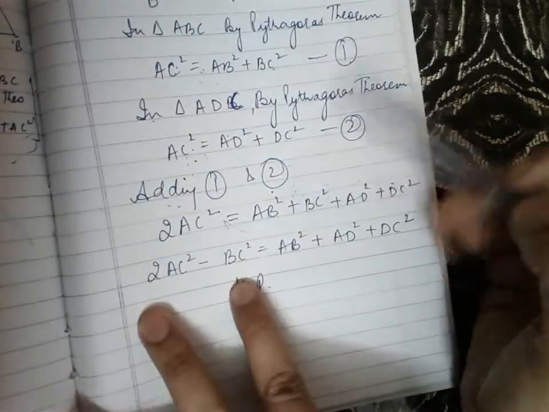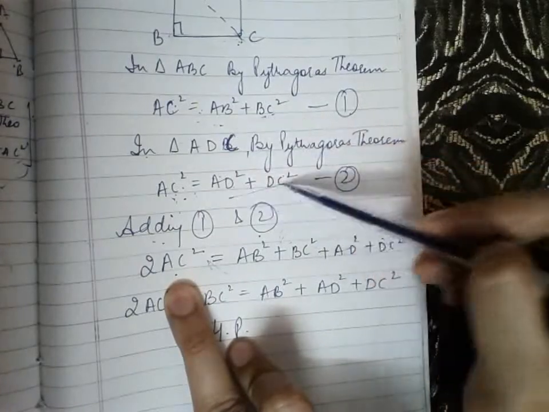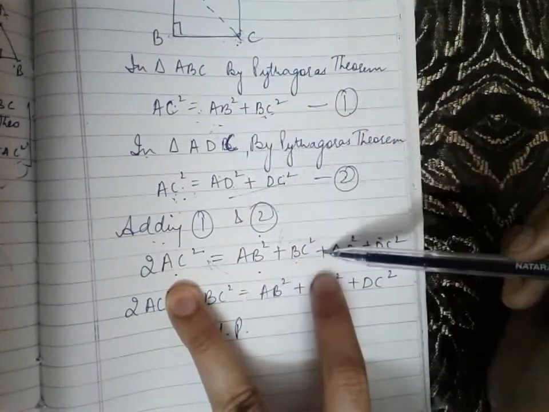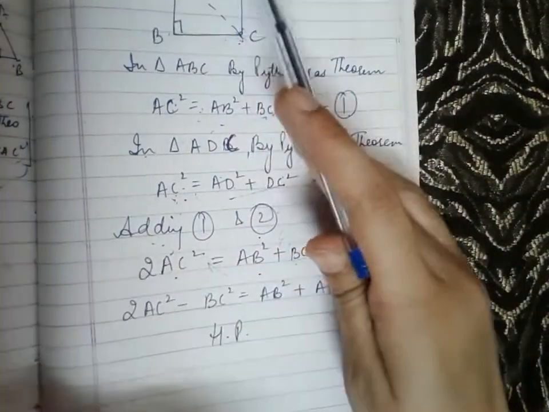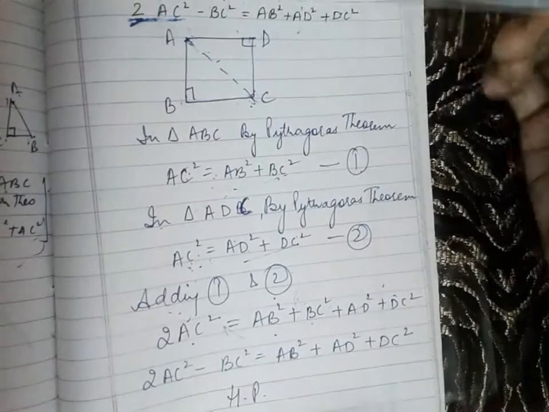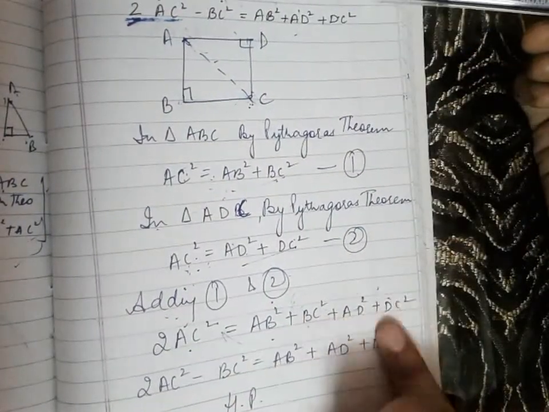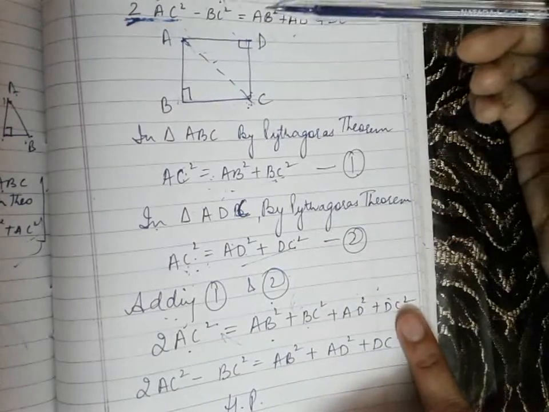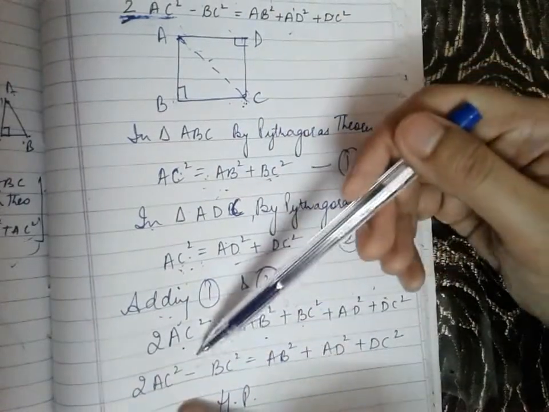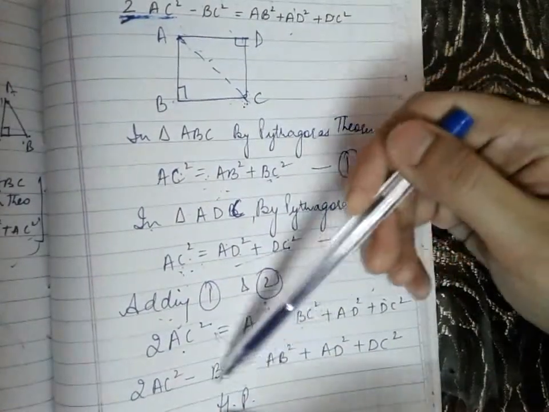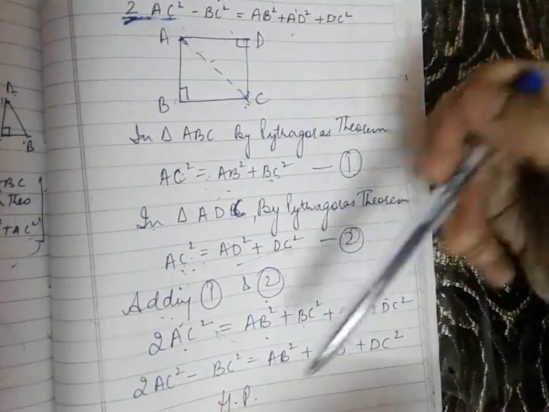On adding 1 and 2, what do I get? AC square plus AC square, 2AC square, and all these will be written AB square plus BC square plus AD square plus DC square. What have I got now? Twice of AC was needed, I have got that. AB was needed, AB I have got. AD was needed, AD I have got. DC was needed, DC I have got. But BC was not required on right hand side. It is required on left hand side. If I transpose it to left hand side, it will become minus BC square. So just transpose it to left hand side, and this is the result that was needed. So I have reached what was asked, hence proved.